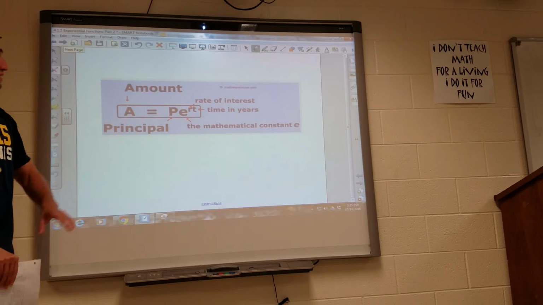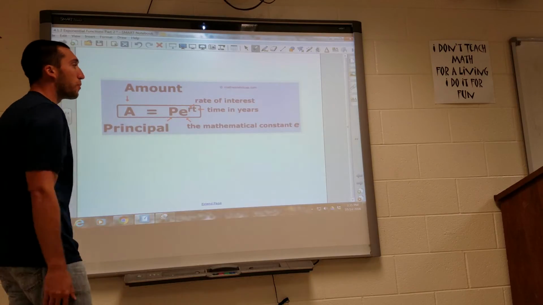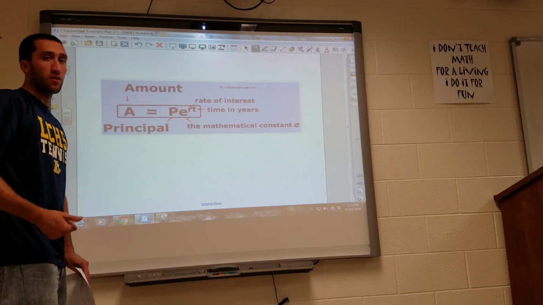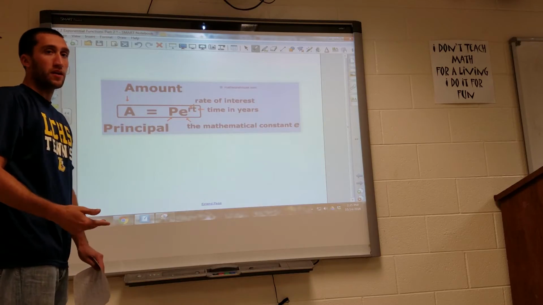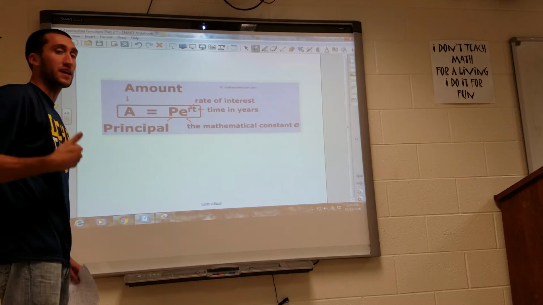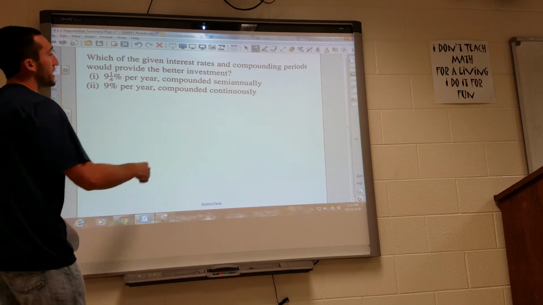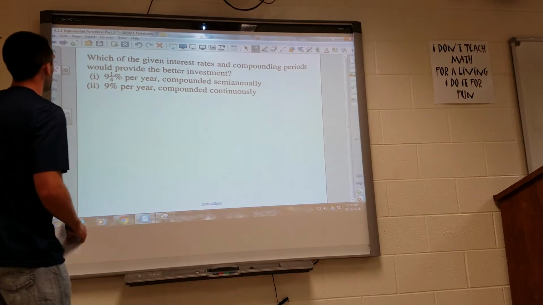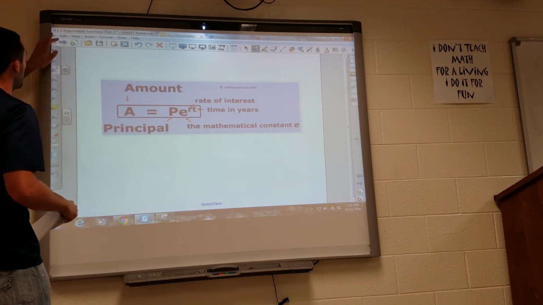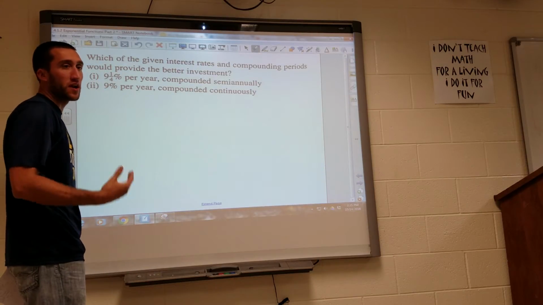Next thing I want us to have down. This equation is when we're compounding money, but continuously. So we're not compounding it quarterly or weekly or monthly. We're not compounding it a certain number of times each year. We're constantly compounding the money. So if they say compounding continuously, we're going to use this equation. If they tell you that you're compounding it a certain number of times each year, you're going to use the first equation.